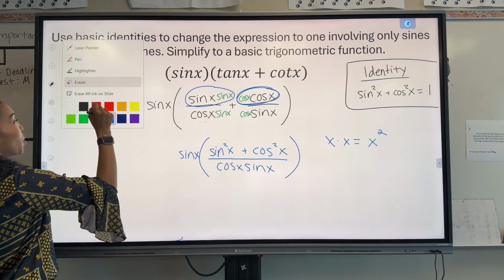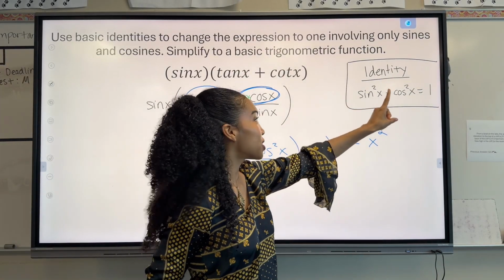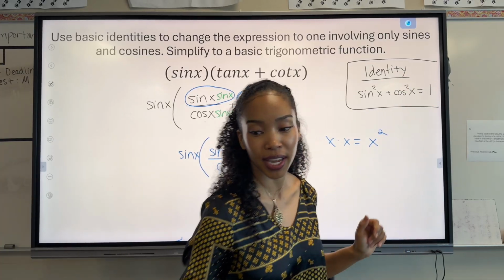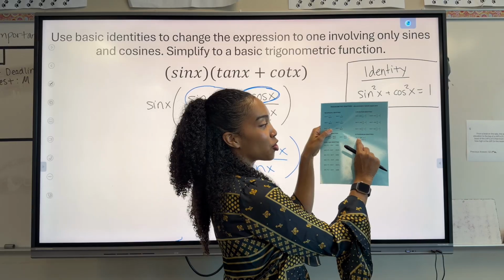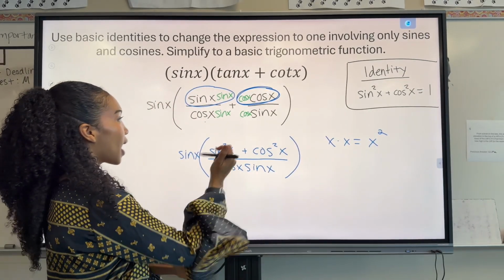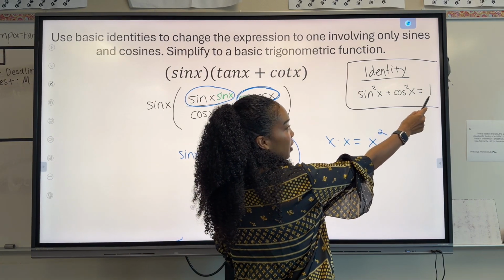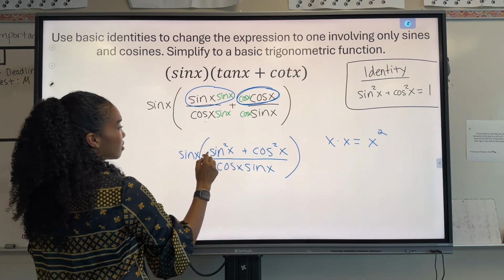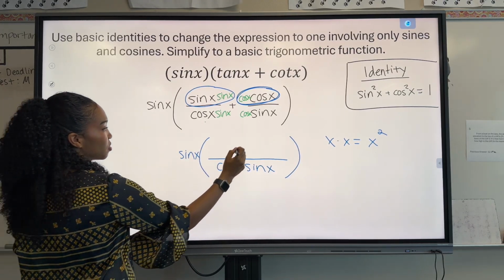Okay, now we're going to use the Pythagorean identity, which says sine squared plus cosine squared equals 1. So look at your formula chart. Under Pythagorean identities, it's the first one. We're going to use that identity here. I have sine squared plus cosine squared. We can set that equal to 1. We can replace it with a 1. So I'm going to erase this, or you can write it on the next line. This is just 1.